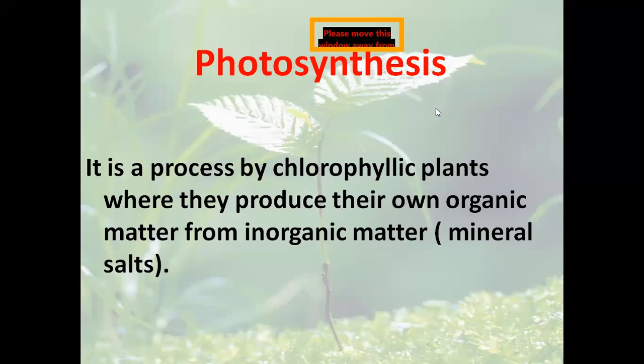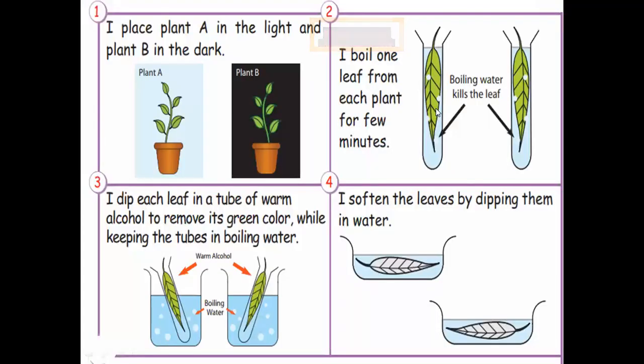The plant produces its organic matter from where? From inorganic matter, meaning from mineral salts, and using water as well. So what happens during photosynthesis? Let's see this experiment. In this experiment, we have two plants, plant A and plant B.